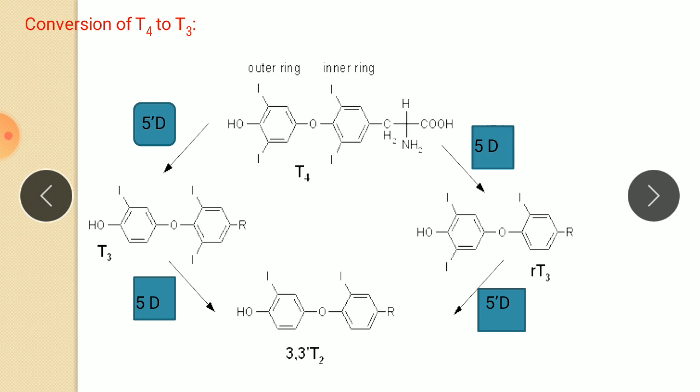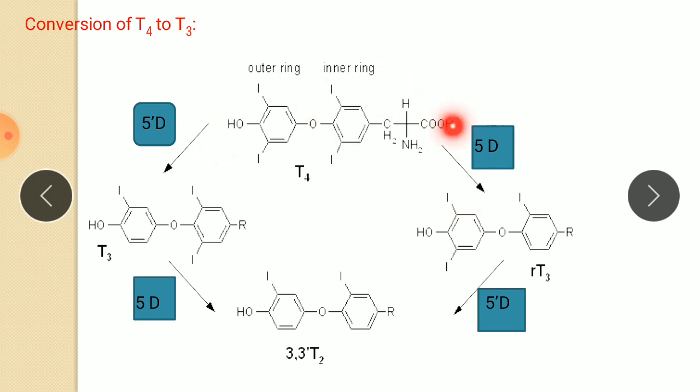RT3. The deiodination of T4 is a reductive process catalyzed by a group of enzymes named iodothyronine deiodinase, referred to as deiodinase and designated by capital D. About 80% of T3 is derived from T4. So here the reaction is given for the conversion of T4 to T3.